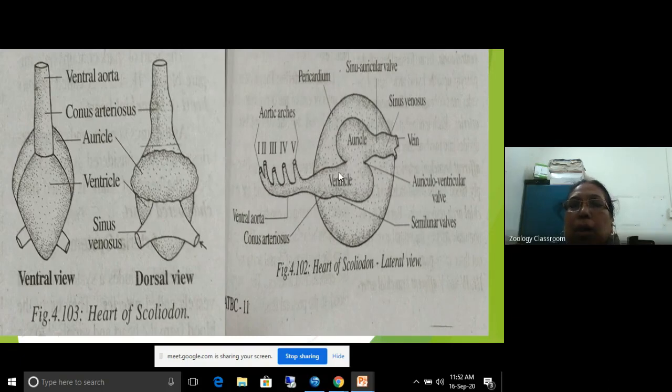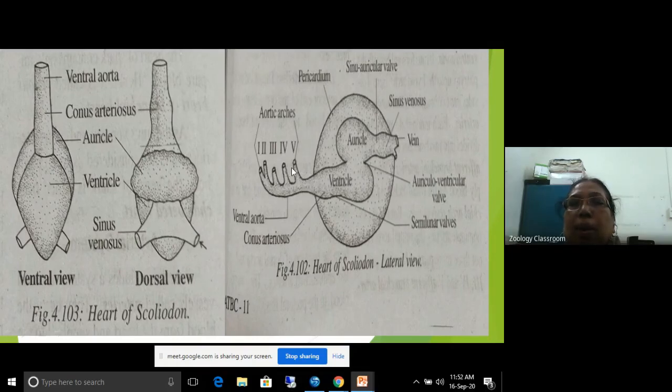So this Scoliodon heart is called a venous heart because it collects venous blood, and its circulation is single. The collected blood passes only once, so it is called single circulation. And this deoxygenated or venous blood passes towards these aortic arches.